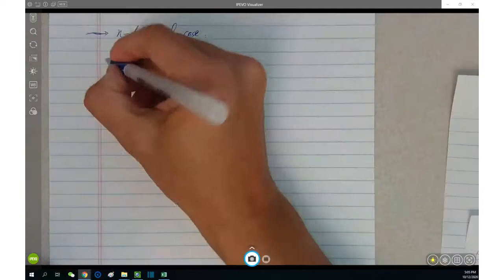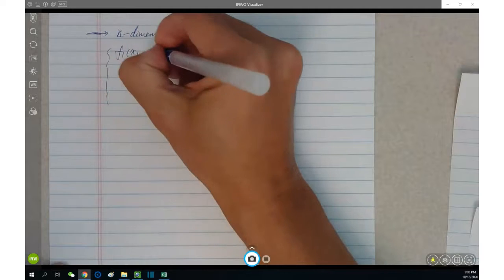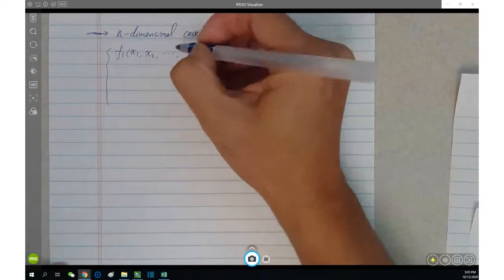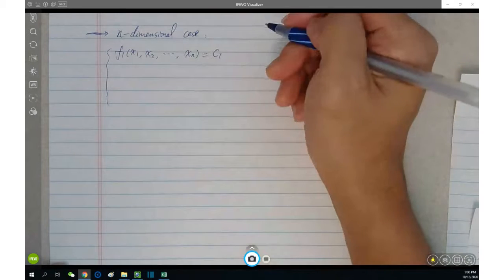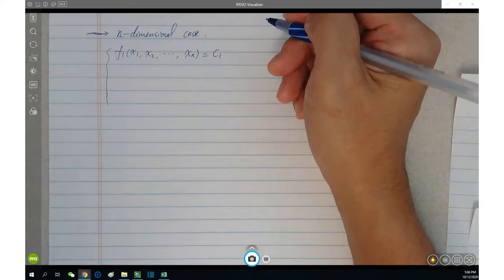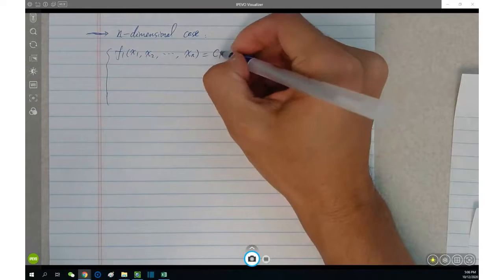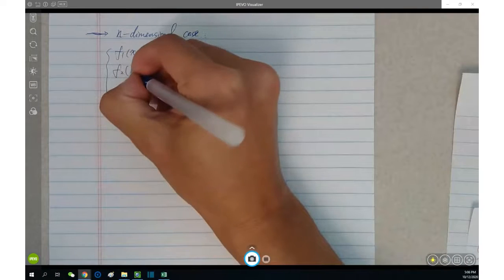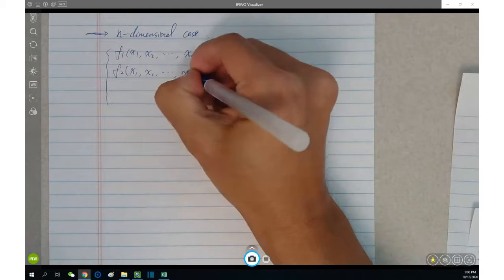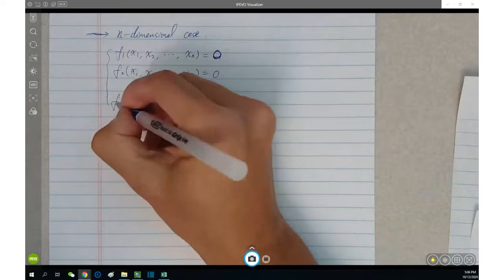Well, first of all, as I said, you have n simultaneous equations, right? First equation, f1 of x1, x2, up to xn equals c1, or well, just make it 0. Then the second one equals 0, right? Up to how many? n, right?